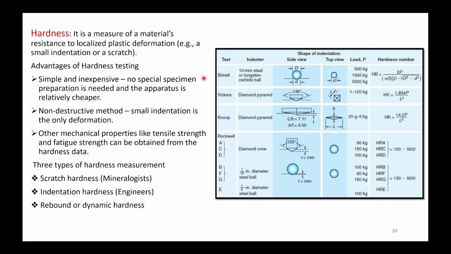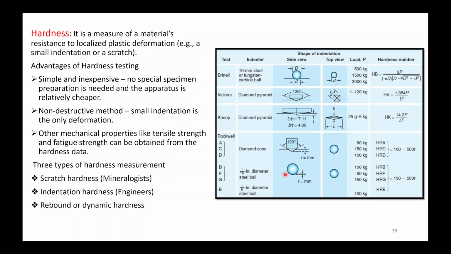In case of Brinell, the indenter is a 10 mm steel or tungsten carbide ball, and for Vickers a diamond pyramid having an apex angle of 136 degrees is used. For Knoop, a diamond pyramid is used, and for Rockwell hardness, a diamond cone or a 1/16 inch diameter steel ball is used.